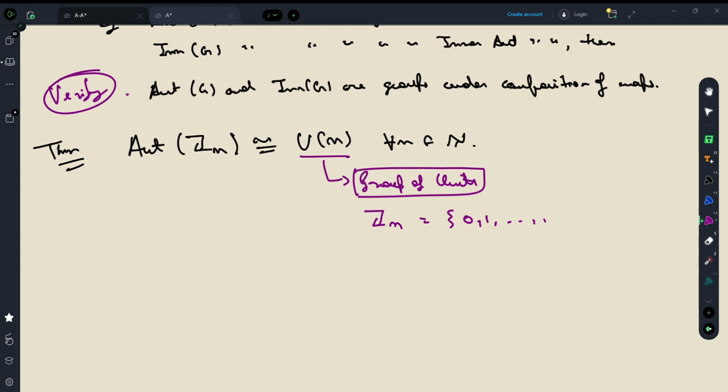So what does this actually do? We already know what Zn is, right? Zn is the collection of elements 0, 1 till n minus 1, which forms a group under addition modulo n. What we try to do is construct a multiplicative group which closely resembles this group. But there are certain restrictions in that case. Firstly, we need closure under multiplication modulo n, and zero cannot be there.